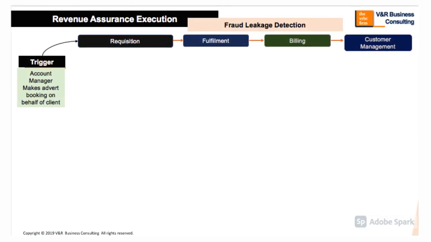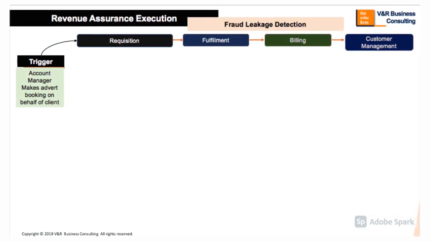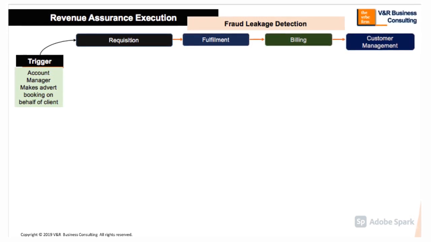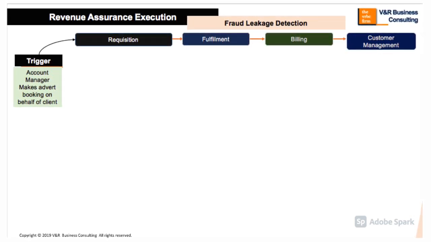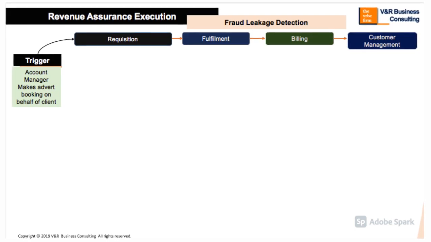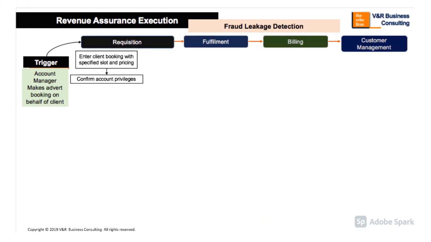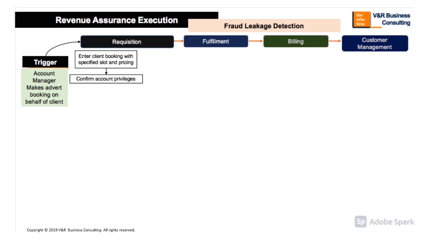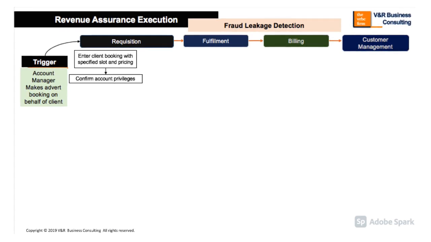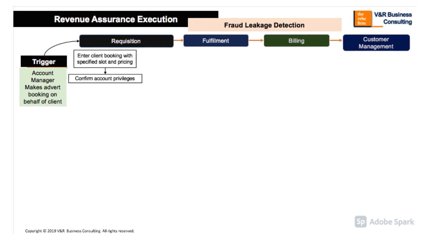Some clients prefer to phone or email their account manager to request a booking. This is the trigger here. Referring back to our employee administration system, the account manager's privileges have to be checked first to see if they have the required rights to make the booking, both for clients in general and for this particular client in question.